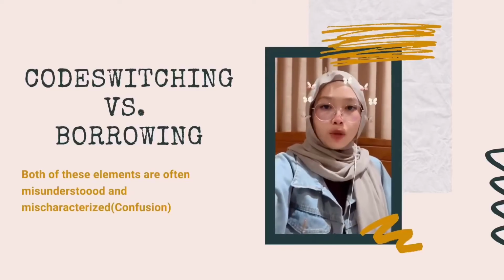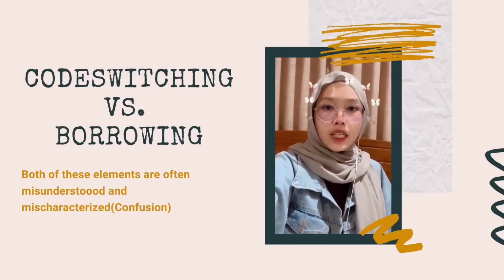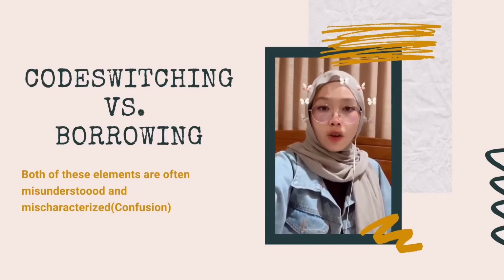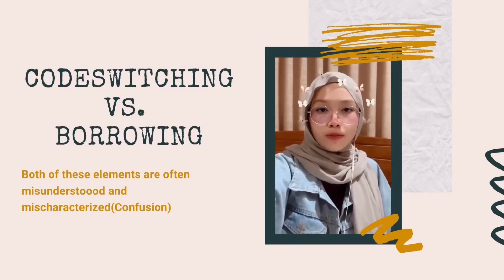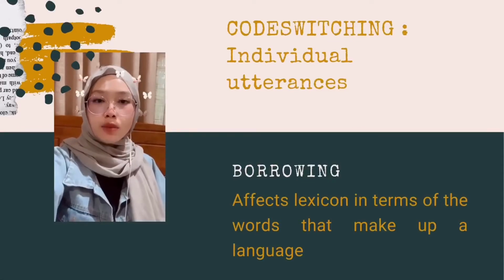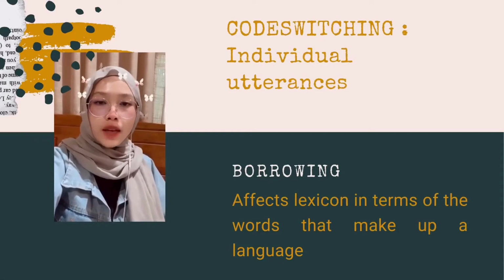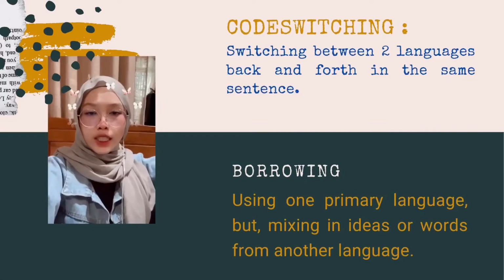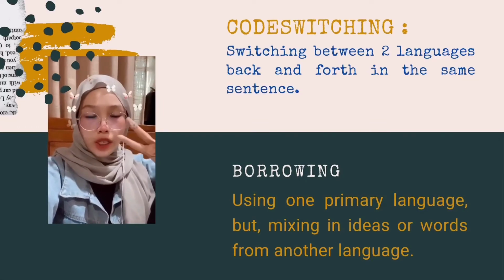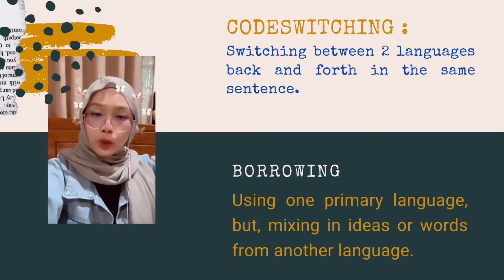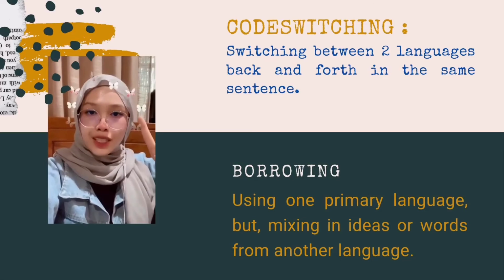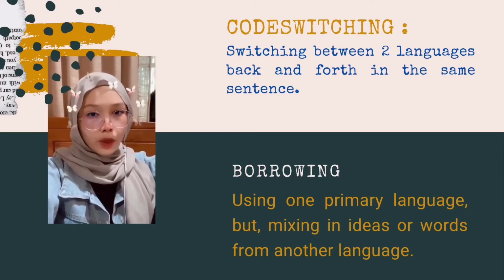Code switching and borrowing are often misunderstood and mischaracterized as a sign of confusion. Therefore, to avoid further confusion, I will be explaining the differences between the two. Code switching takes place in individual utterances. Meanwhile, borrowing affects the lexicon, in terms of the words that make up a language. Code switching is an act of switching between the two languages back and forth in the same sentence. As for borrowing, it uses one primary language, but also mixes in ideas or words from another language.